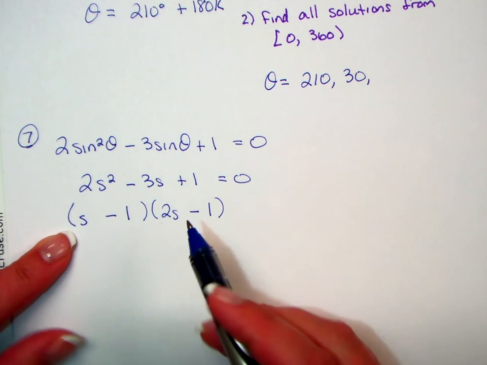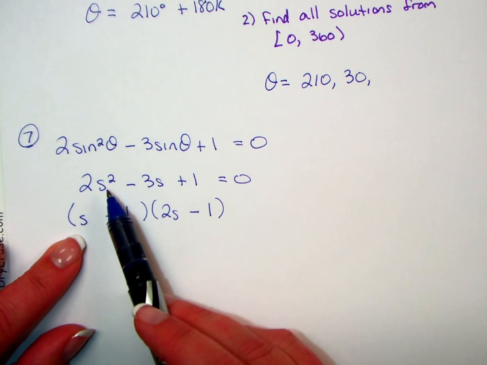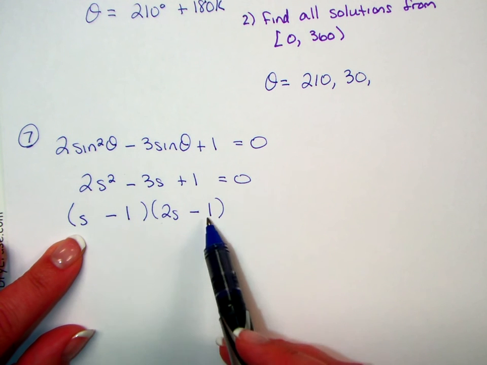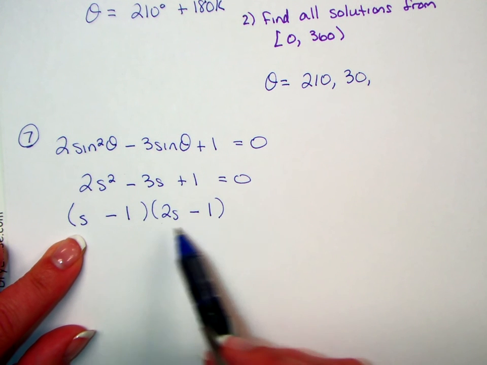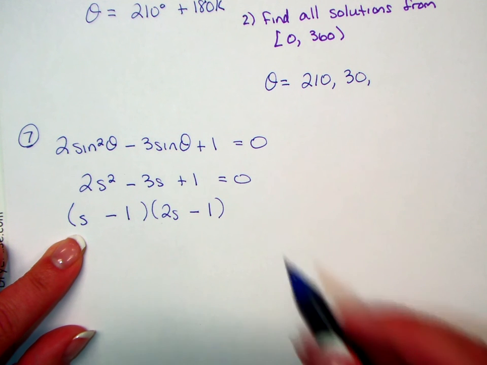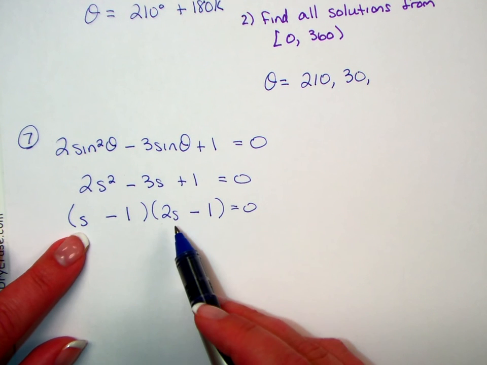-1 here. Okay, so just to check, FOIL this. s times 2s is 2s squared. Minus s minus 2s gives me the minus 3s. -1 times -1 is +1. So here it is factored. Now I'm going to change the s's back to sines.